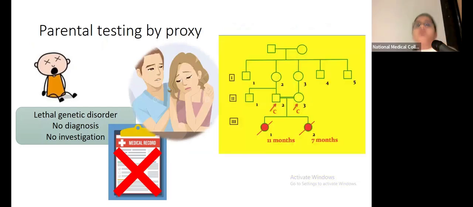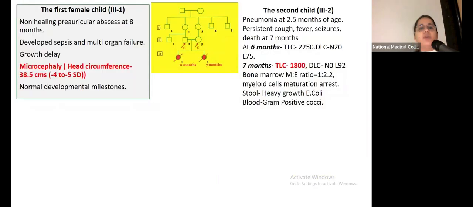One such case we saw was in 2013. It was a challenging case of a consanguineous family where the couple had 2 infantile deaths, and on history we found out that the first female child developed sepsis and multi-organ failure after an episode of non-healing pre-auricular abscess at 8 months. She also had growth delay and microcephaly. The second child developed pneumonia at 2.5 months, with persistent cough, fever, and seizures. Her investigations were available with the parents, and from them we found out that she had neutropenia. Neutrophils were absolutely 0.